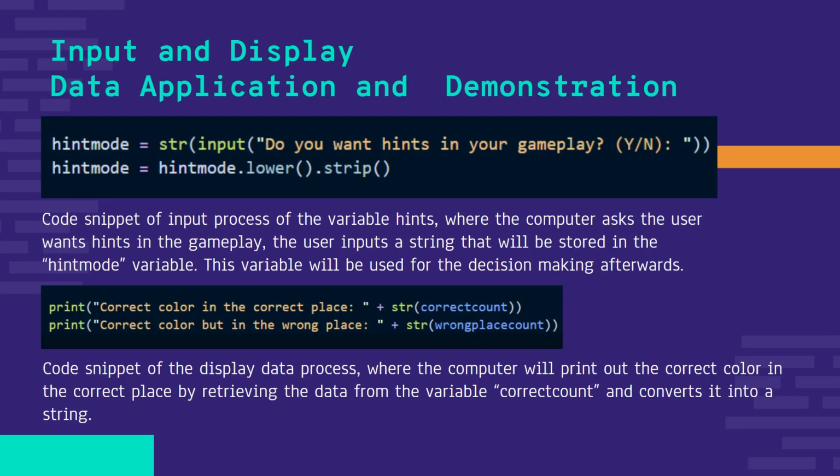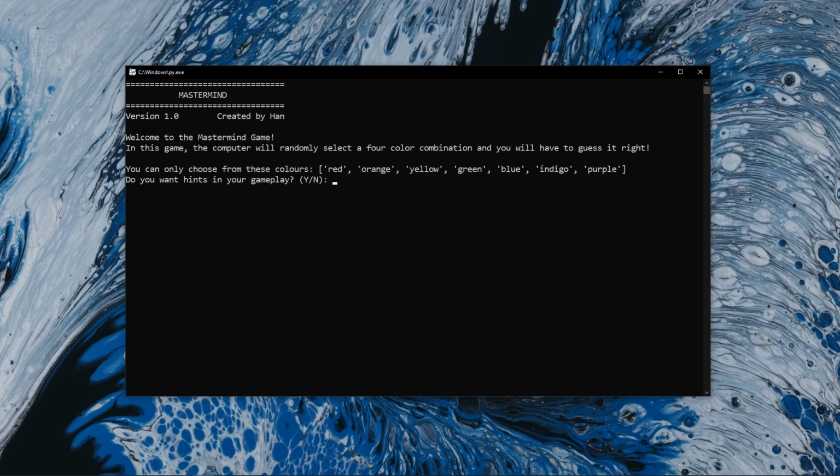For inputting data, the hint mode variable accepts an input from the user and stores it into the variable. For displaying data, both of the print statements retrieve the data from the correct count variable and the wrong place count variable and display it. We'll do a demonstration on inputting the data.